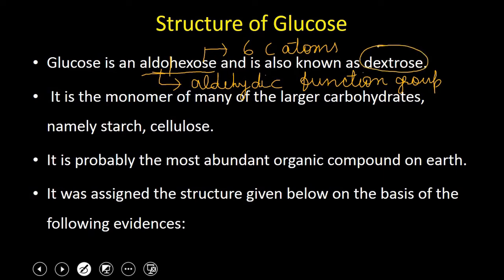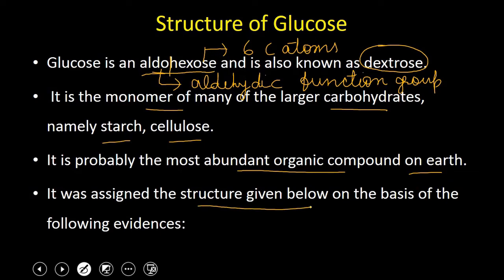Then the second important point is that it is the monomer of many larger carbohydrates like starch, cellulose, etc. The third point is that it is probably the most important organic compound on earth. And the final point is that it was assigned the structure which I am going to discuss in my next slide.